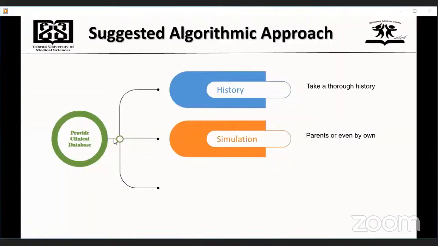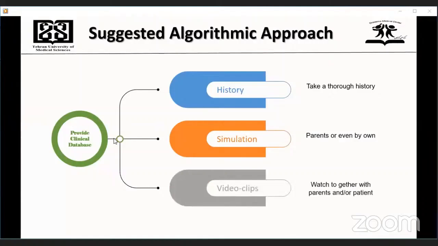It's very important when you have a paroxysmal event. Firstly, ask the patient, the parents or caretakers to simulate the events or the movements. And if they could not do that, you should, on your own, do simulation for them and ask them, is it similar to your child's movements or paroxysmal events? And lastly, have video clips, and you should watch them together with parents and or patient or the caretakers.